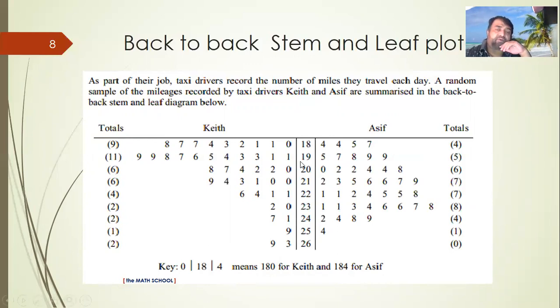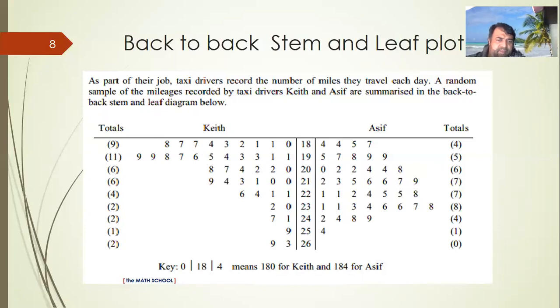And here, since the lowest value was 180 and the highest was 269, our stem was written for the tens and hundreds values: 18, then 19, 20, 21 up to 26. Then all unit place values were put for Asif. From Asif's data, we just put all the unit places here against the respective stem, and Keith's are also placed against the stems to the left here. Okay, the key will be written like this.